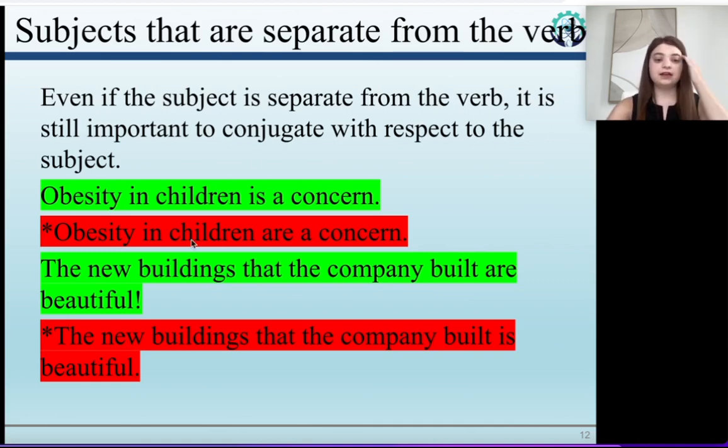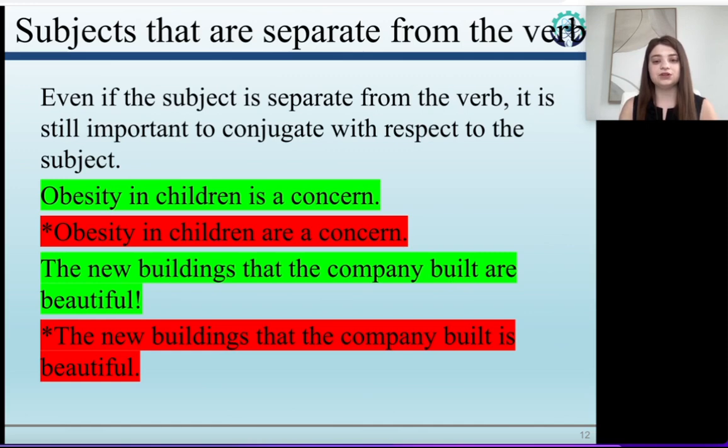And same with the second one. This one says the new building that the company built are beautiful, right? So we might think, oh, is this wrong, right? The company, that's singular. So would it be is? But no, that's not correct because the subject is what? The subject is the new buildings, right? The phrase that the company built, well, that is telling us which specific new buildings we're talking about, right?